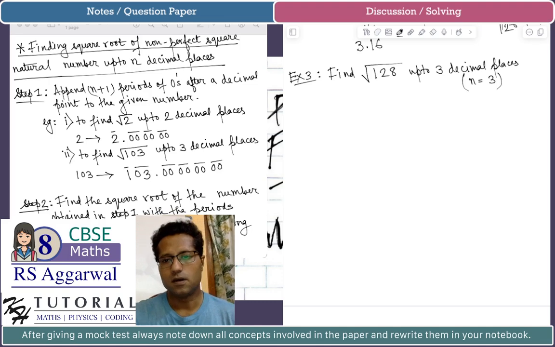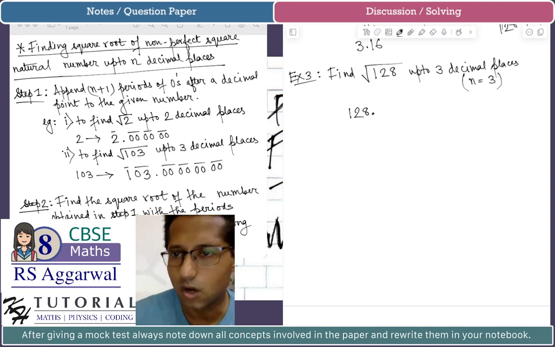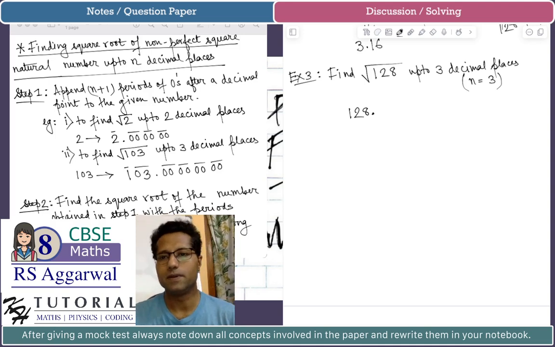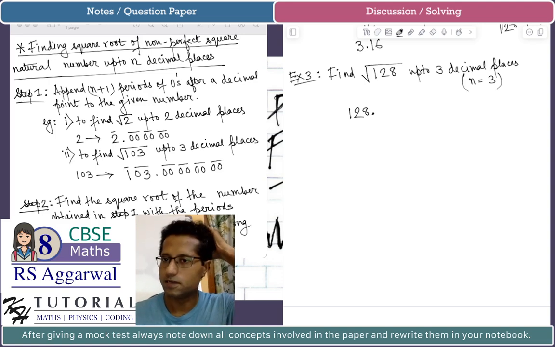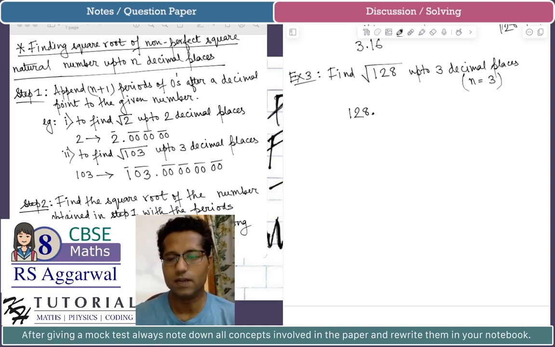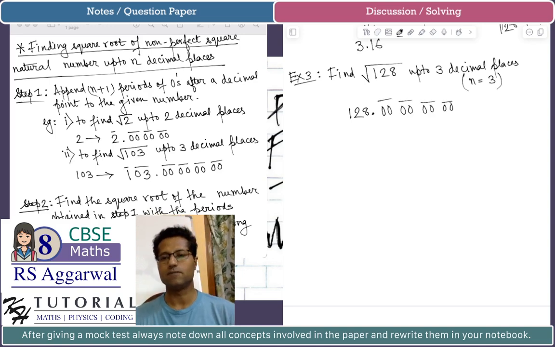So the number is 128. We put the decimal point, and then we will append how many periods of zeros? We will append 4, because n is 3. It has asked to find the square root up to 3 decimal places. n is 3, so n plus 1 will be 4. So we will have to append 4 periods of zeros after the decimal point, and also we have to mark the periods in the given number, that is, mark the periods in 128. That will be 28 and 1.